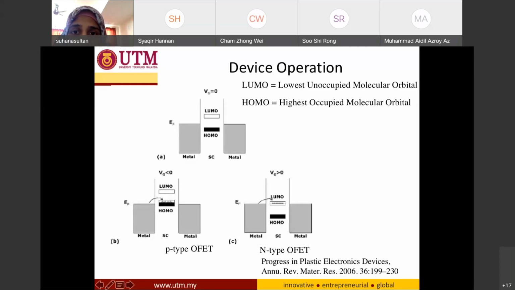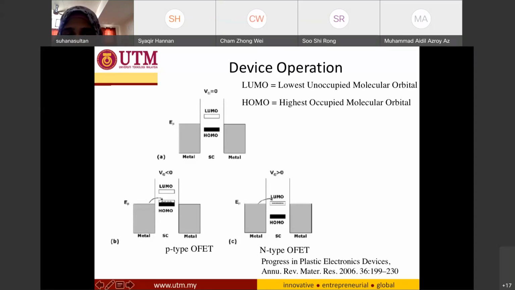Basically, LUMO is the lowest unoccupied, which is at the top. HOMO is highest occupied, so it's mostly occupied with charge carriers. So if you look at diagram A here, this is where Vg equals 0, meaning the gate equals 0. So no charges are injected when Vg equals 0. So there are no charges.